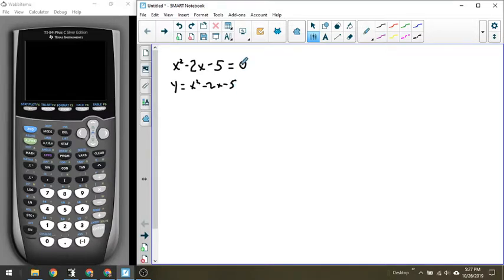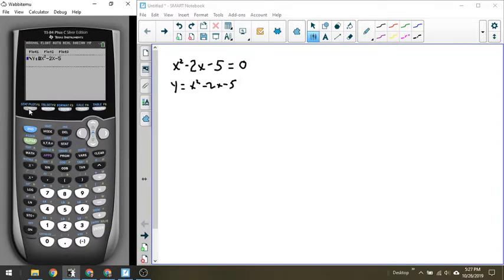Then I'm going to put it in the calculator. The way we normally, oh, it's already there. It's there from the last problem. So we've already got it, x squared minus 2x minus 5, and I'm going to graph it, same way we always do. Once it is graphed, I'm going to go to the second calculate.